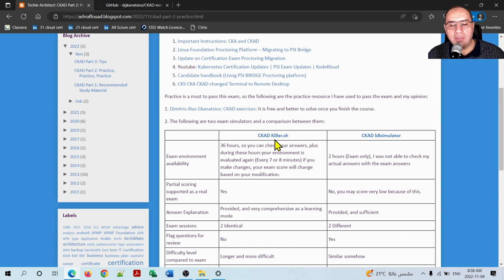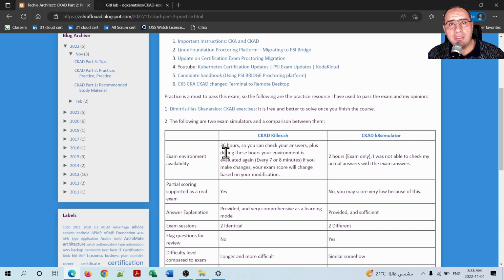Once you start a session in killer.sh, the whole environment is available for 36 hours. So you have the initial 2 hours to finish your exam, and then the environment is ready for you and available for another 34 hours.